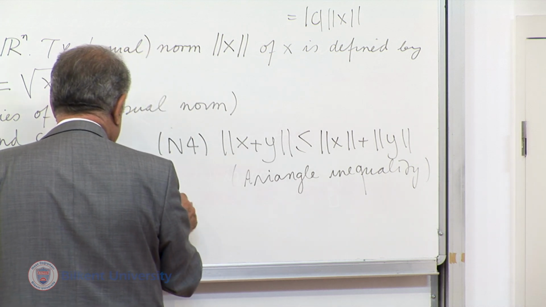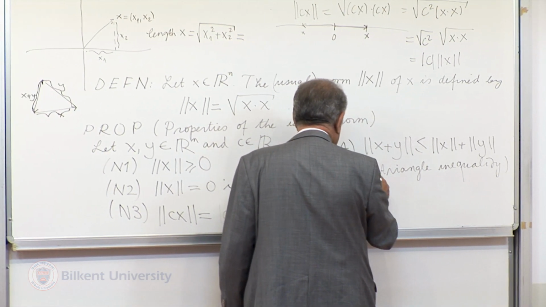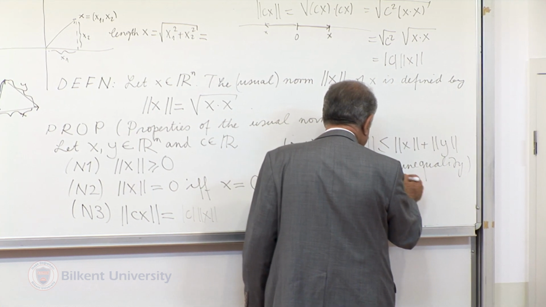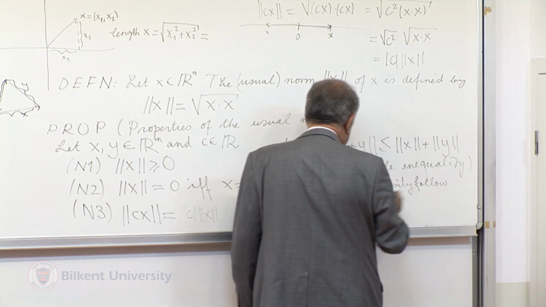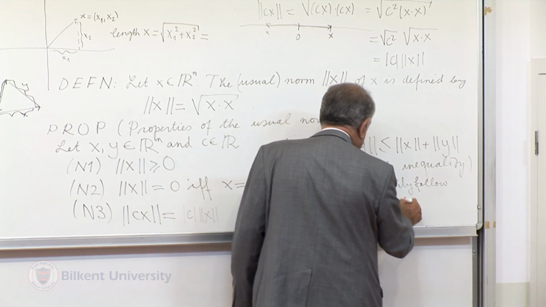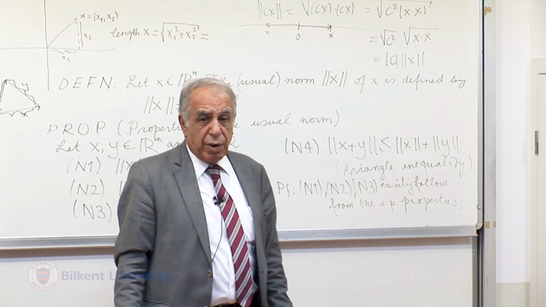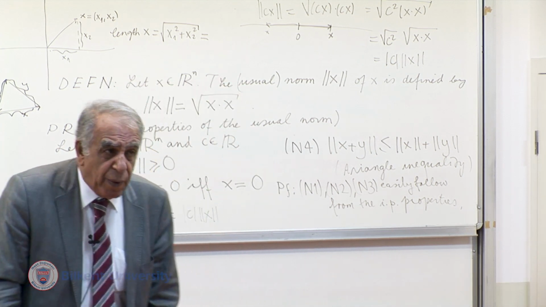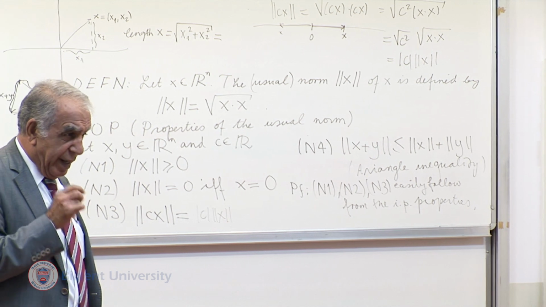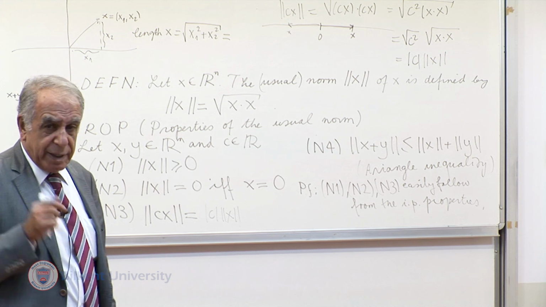Now, proof of this, N1, N2, N3 easily follow from the inner product properties. But N4 is more involved. In fact, it requires to examine how the inner product of two vectors, x and y, is related to the individual norms of x and y.